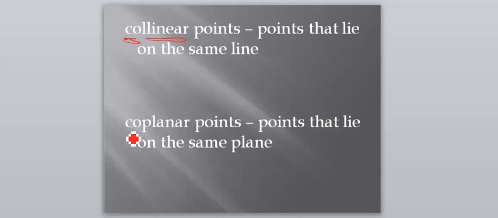The next one is coplanar, same prefix. Co means together or the same. Planar. So these are points that lie on the same plane. So if we went back to our picture of the plane, those 4 points, A, B, C, D, are coplanar points. Some of those that we could draw a line through, if I can draw one straight line through them, those would be collinear points. They're on that same line.